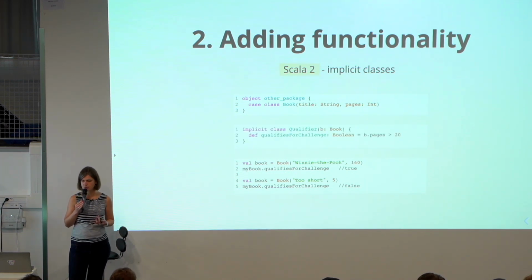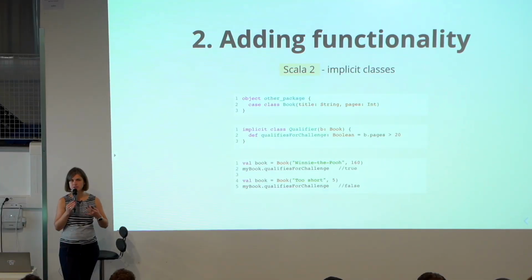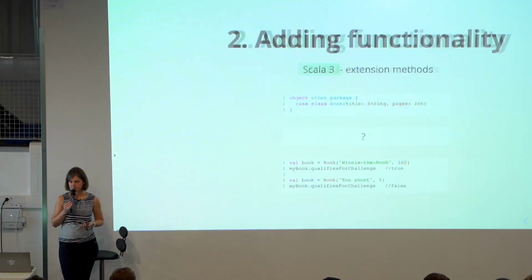And in Scala 2 you do it using an implicit class. So that's how you do it, you define it, you give it a name, even though it doesn't matter. It operates on the book type, and then it has this qualifies for challenge method. The definition of the method is that if the number of pages is greater than 20, then yes, the book does qualify. So again, we have the implicit keyword used for adding functionality to a closed type. Now let's see it in Scala 3.